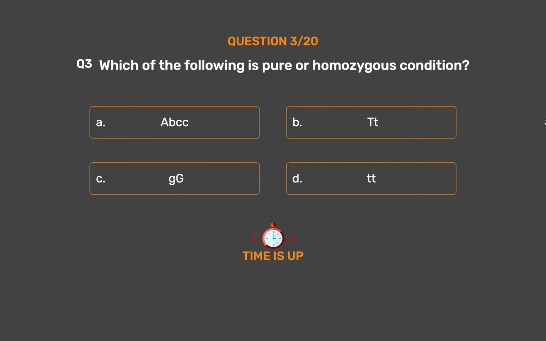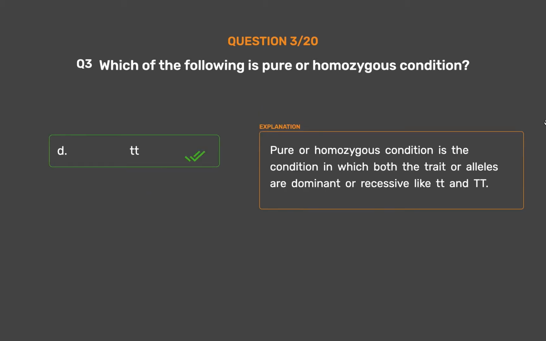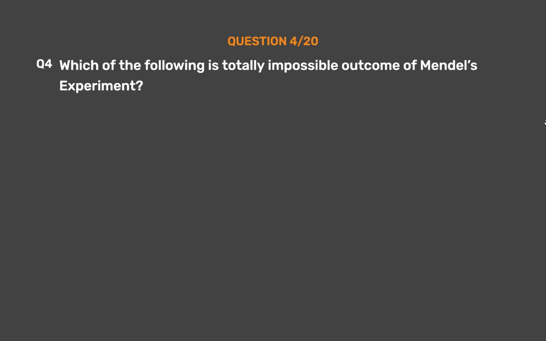The correct answer is Option D. tt. Pure or homozygous condition is the condition in which both the traits or alleles are dominant or both recessive, like TT and tt.